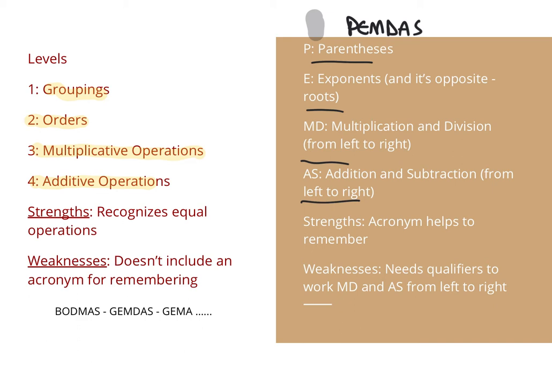But one of its weaknesses is that it does need qualifiers. Like you need to remember that you work on multiplication and division as whatever comes first from left to right. And same with addition and subtraction. It's whatever comes first from left to right. Again, some teachers will tell you that one is better than the other, but honestly, any way that you can remember these things, whatever works best for you, is great and perfect and excellent.